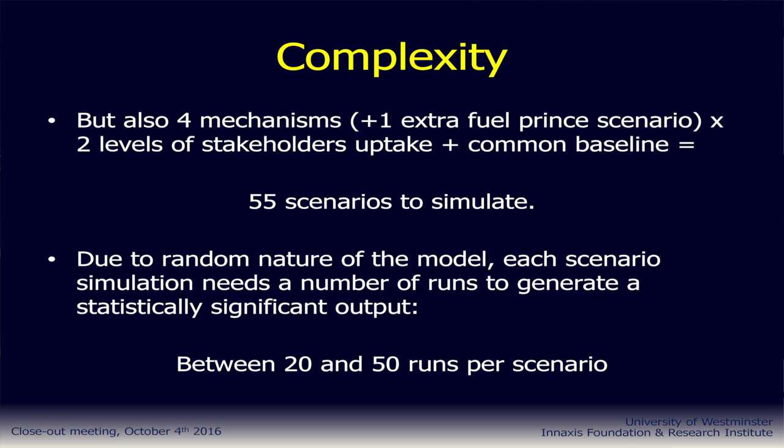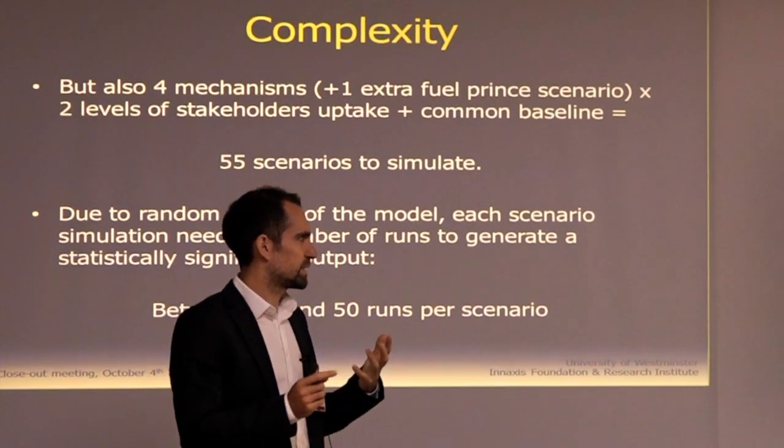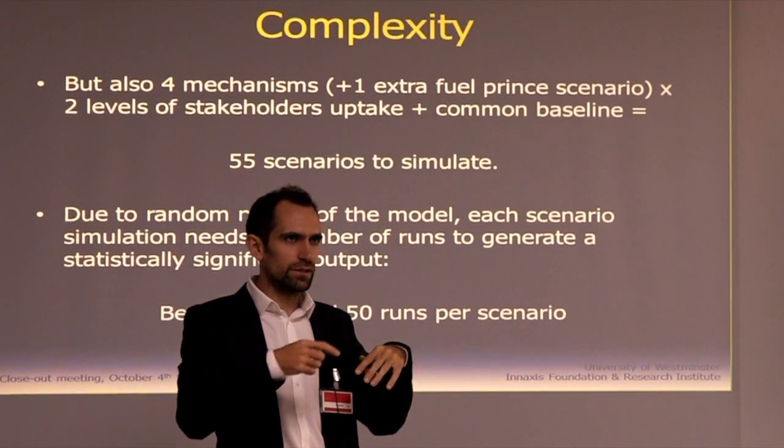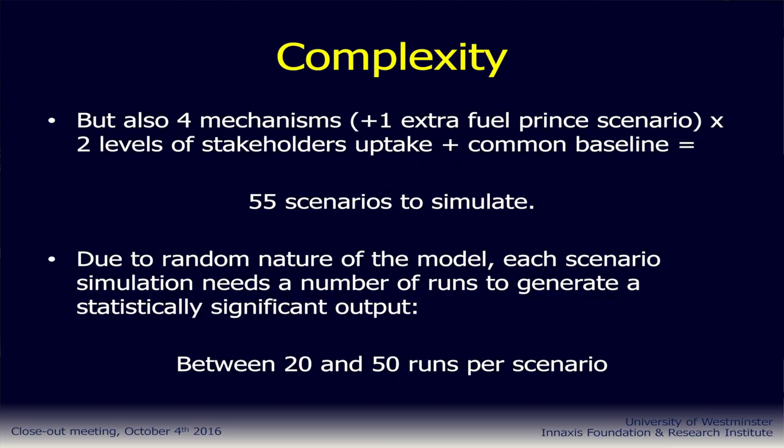But also we have 55 scenarios, because I think the previous table was 4 mechanisms plus an extra mechanism, which is just the fuel analysis for sensitivity with higher prices. And then we have 2 levels of uptake for the stakeholders, which was this thing about early adopters and followers, plus the baseline scenario. So this is 55. Then, because this is a random model, we have to run it several times to get the distributions; it's kind of Monte Carlo simulation. So you run it until your metrics are confident enough to say, okay, this is the number that I need. We run it between 20 and 50 times because the figures we wanted were at a very good confidence level with this number of runs.